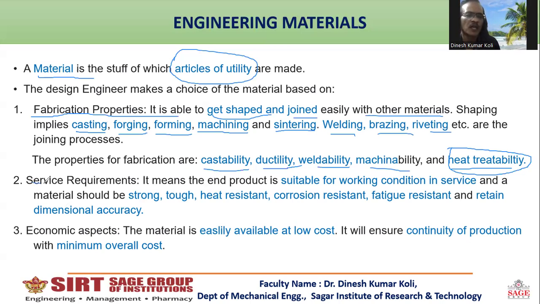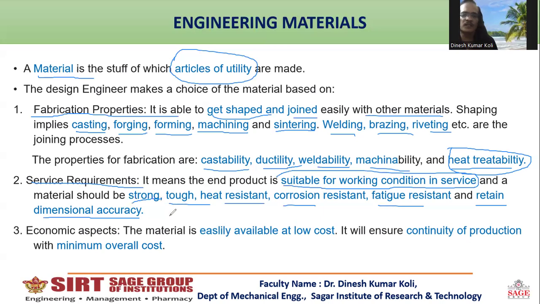Now we come to the service requirement. The product which is formed should work properly under its service conditions. So the end product should be suitable for working conditions in service. Suppose we have purchased a pen from the market, then definitely it should function properly. It should not break when we are writing with it. So the material should be strong enough, tough, heat resistant, corrosion resistant, fatigue resistant, and retain dimensional accuracy.